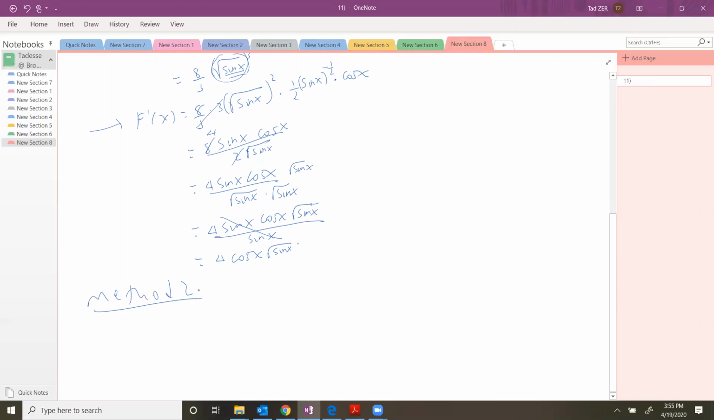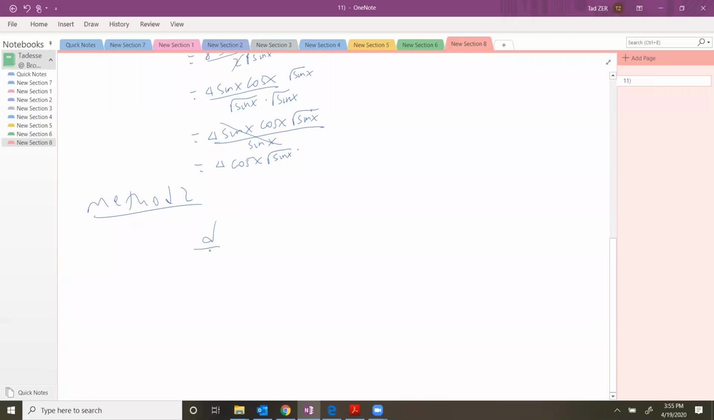Method 2 says, if you are trying to find d by dx of the integral from a to any function g of x of f of t dt, something like that, the derivative should be f evaluated at g of x, very straightforward, times g derivative. This is what we call the second fundamental theorem of calculus.